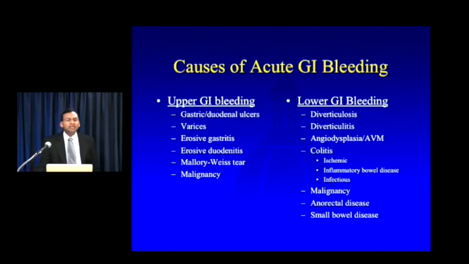Now, upper GI bleeding tends to be associated with a relatively small number of pretty common causes: ulcers, varices, gastritis, duodenitis, Mallory-Weiss tears in alcoholics, and very rarely malignancies. Now, lower GI bleeding, on the other hand, which is really what we're going to be talking about the most during the course of this lecture, has a large number of different causes, maybe about 20 to 30 different causes that you're pretty commonly going to see in clinical practice. And these range from diverticular disease, vascular malformations, angiodysplasia, various forms of colitis, malignancies, anorectal disease, and even small bowel disease. And many of these are going to be diagnosable based on a CT scan.